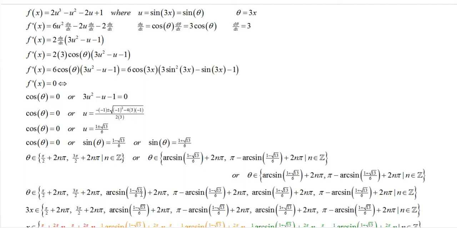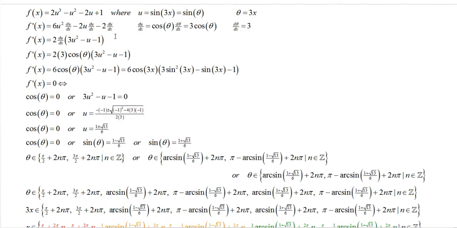So the derivative, again, if we do a substitution where u is sine of 3x, this is the derivative of 2u cubed minus u squared minus 2u plus 1. We know how to do polynomials pretty easy. So that's 6u to the second times the derivative of u minus 2u times the derivative of u minus 2 times the derivative of u plus 0. Now u is sine of 3x or sine of theta, so du is cosine of theta d theta, or cosine of theta times, let's see, the theta is 3x, so derivative of theta with respect to x is just 3. So du over dx is just 3 cosine theta.